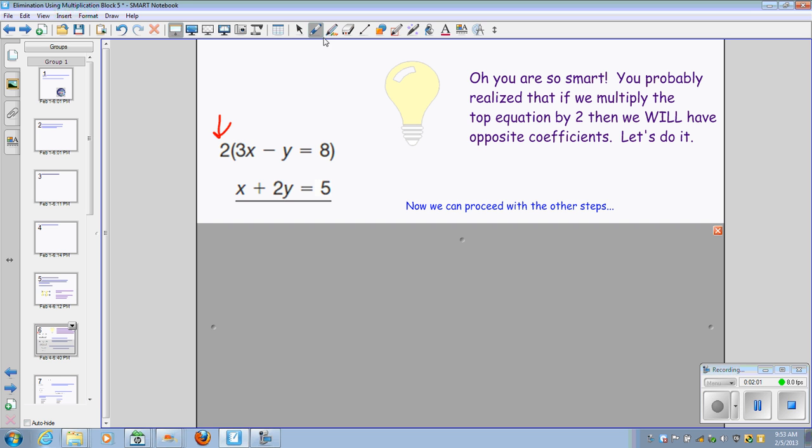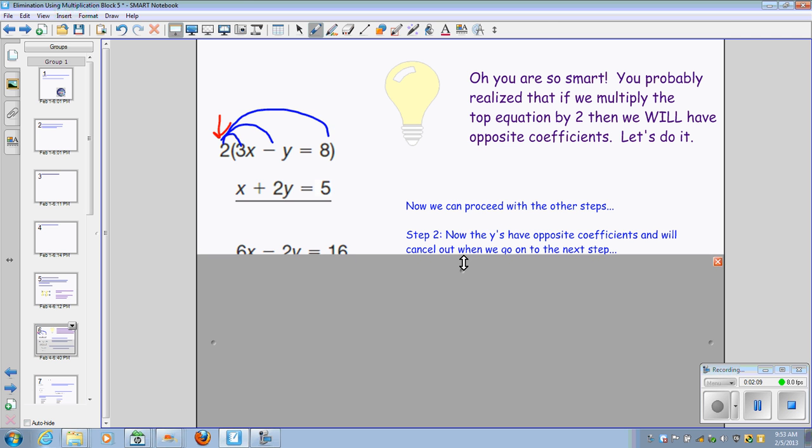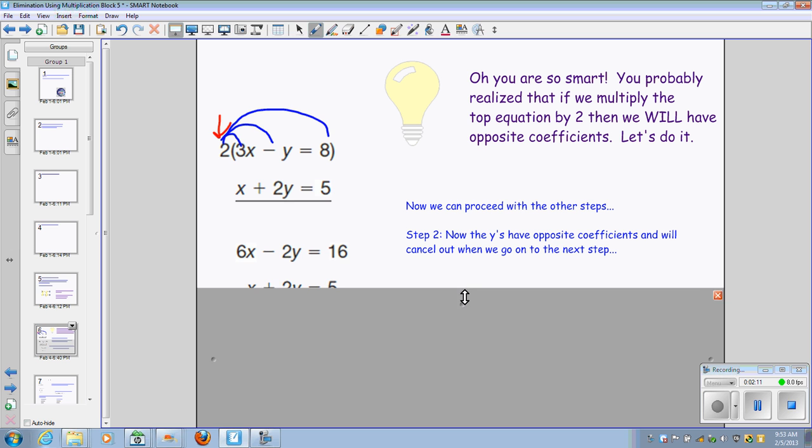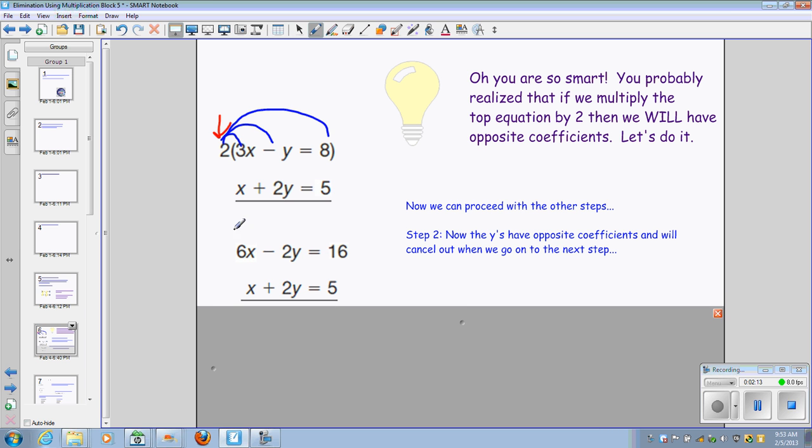And remember, we're going to use the distributive property here. It's like Mario, the 2 is going to jump on everything. We're going to end up with this new equation for the top. So this equation becomes this equation because 2 times 3x is 6x, 2 times negative y is minus 2y, 2 times 8 is 16. So we have this system now.